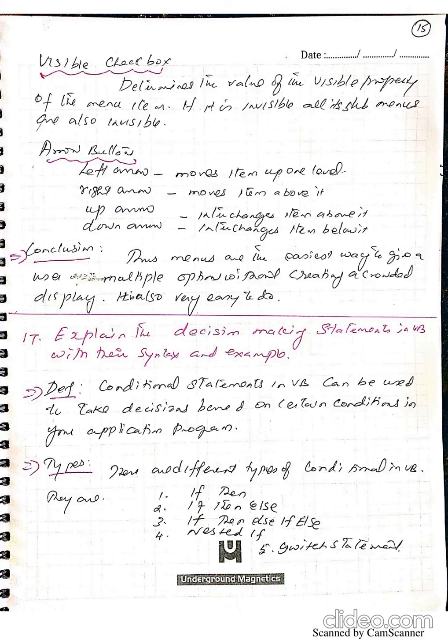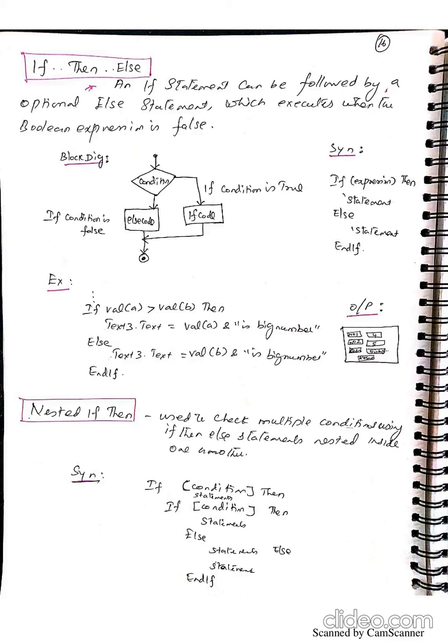An If statement can be followed by an optional Else, which executes when the Boolean expression is false. Nested If can have multiple conditions using the If Then Else statements: If condition Then, again If condition Then statements, Else statements, End If.